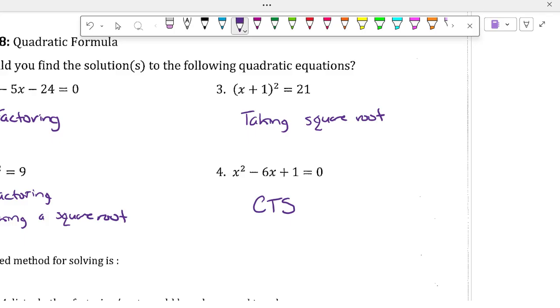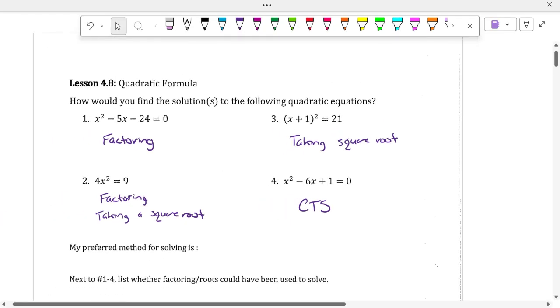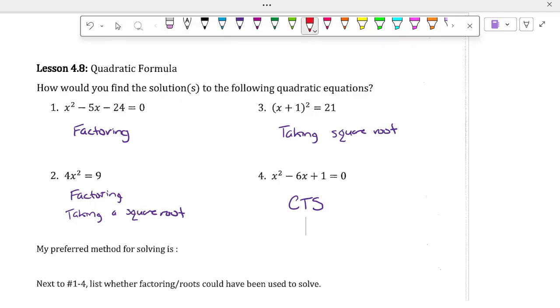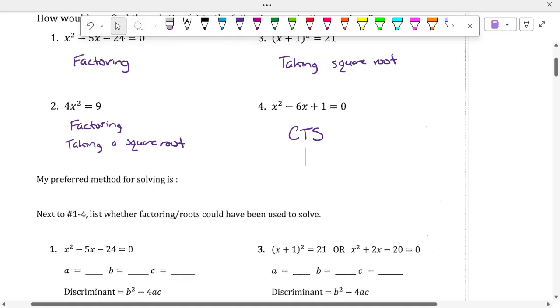So CTS is just my shorthand for completing the square. Now, like I said, completing the square isn't necessarily hard, but it can get dicey sometimes depending on the numbers. So completing the square will work for any quadratic as well. But there's actually what I feel is an easier, more straightforward method, which is the quadratic formula.